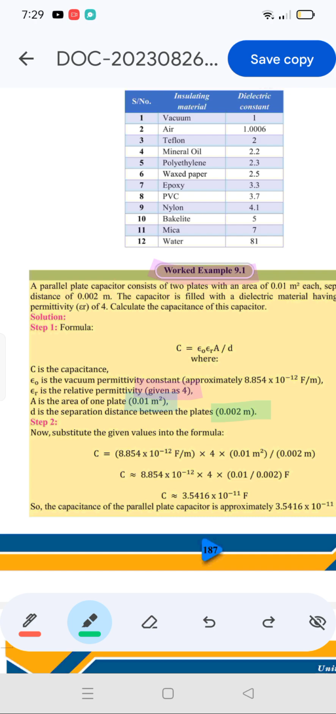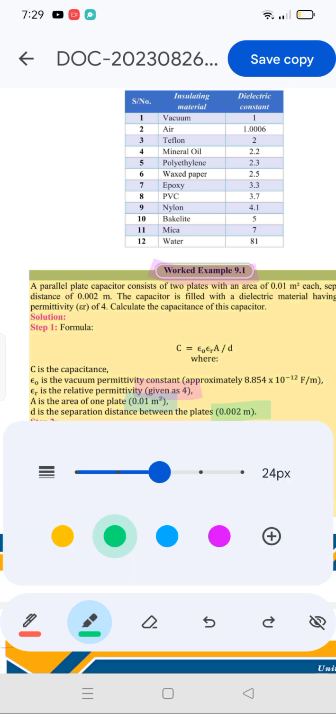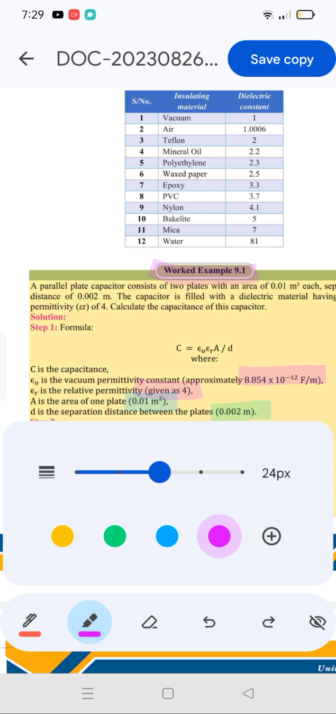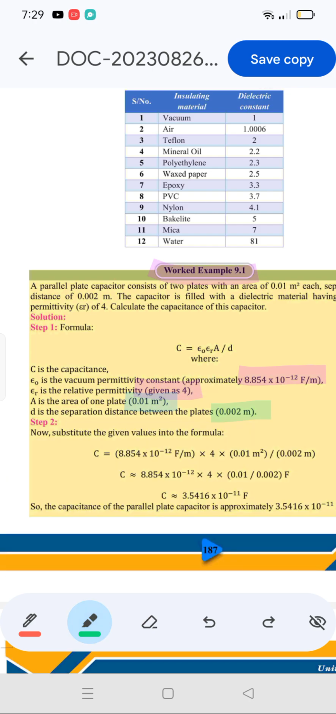so its value is 8.85 into 10 to the power minus 12 farad per meter. That we already knew about. So now we have all the data, we just put them in our formula, epsilon naught times ER times A upon D. We put them in this formula, and in the end we got the result of 3.5416 into 10 to the power minus 11 farad. That was the capacitance of the capacitor.